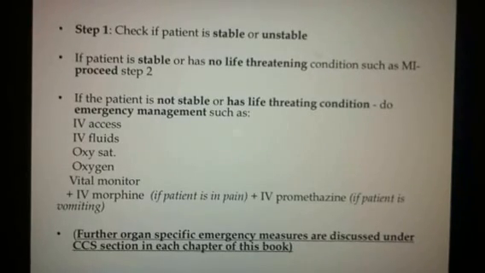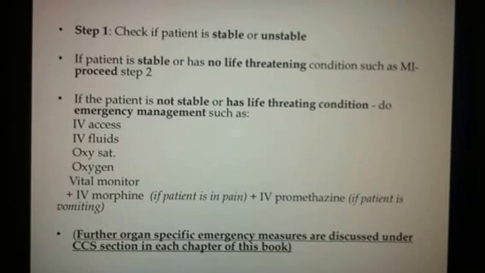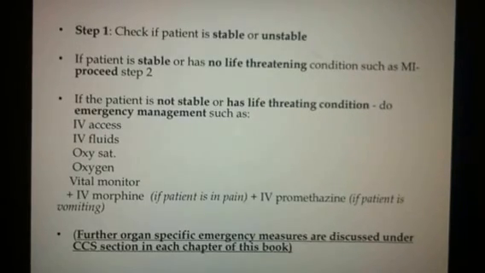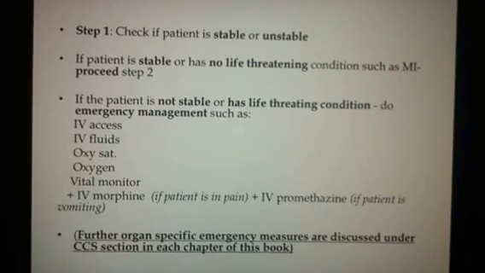Step 1 for all CCS cases, see if the patient is stable or unstable. If the patient is stable, has no life-threatening conditions, do the physical exam. If the patient is not stable or has life-threatening conditions, do the emergency management first, then do the physical exam. Otherwise, you will lose a lot of points. So get IV access, IV fluids, oxygen, vitals, plus also do the case-specific emergency management.